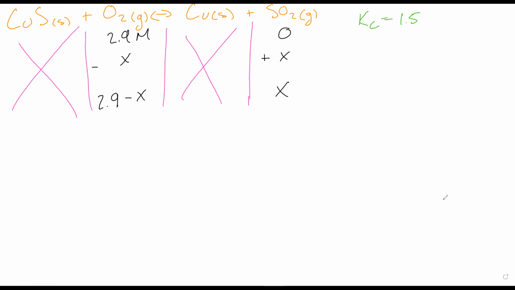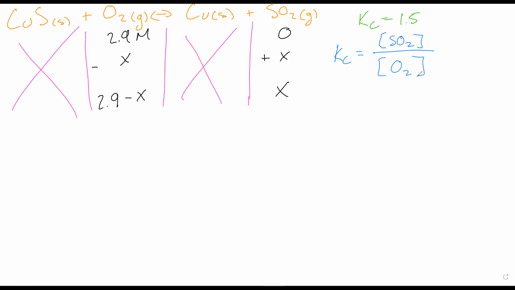So now let's get into the next part. How do I find these numbers? Well, I was given Kc, and with the Kc formula, I can find X. So what is my Kc formula? Remember, we are ignoring solids. So I'm going to do my products over my reactants. My only product that I care about is SO2. And the only reactant I care about is O2. Very simple. I don't need to put in anything with the copper because those are solids.